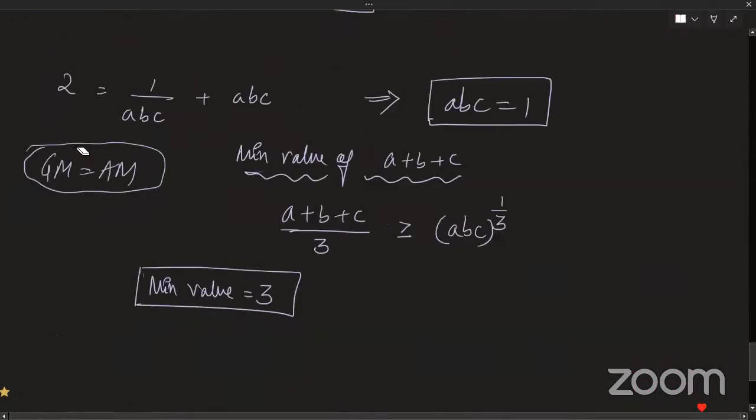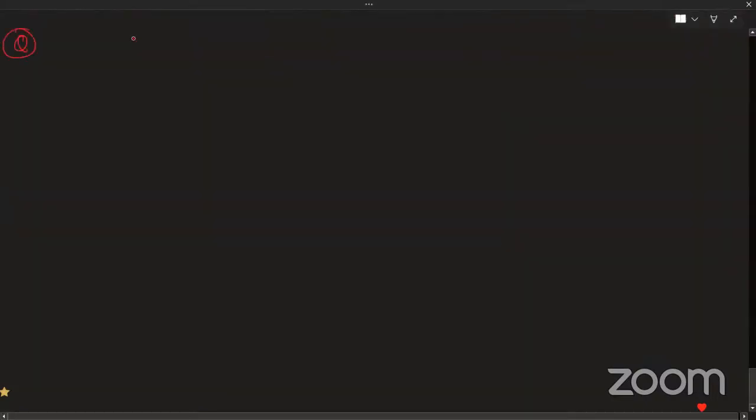Okay, fine. So just one similar question. A, B, C, D are positive numbers and they are not equal to 1. And it is asking me the minimum value of log base D A plus log.